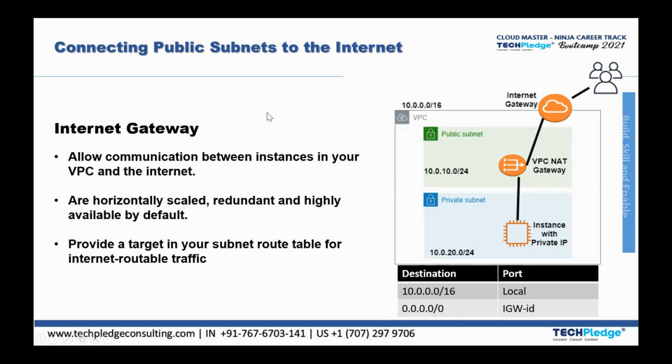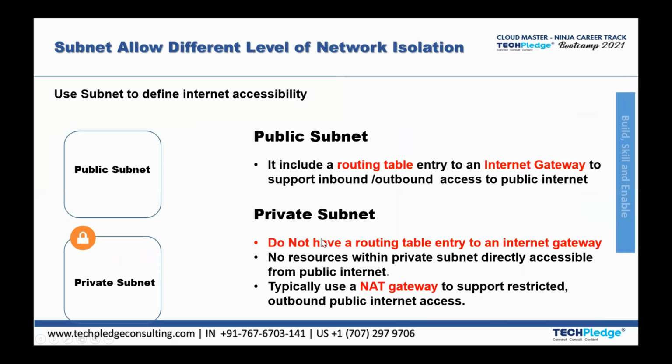Now let us see. In this, first of all, it is a VPC. Inside that VPC, we are having two subnets, public and private. Inside our public subnet, we created one VPC NAT gateway, meaning network address translation gateway. In our private subnet, we have created an instance. We can call it an instance with a private IP. Fine, cool.